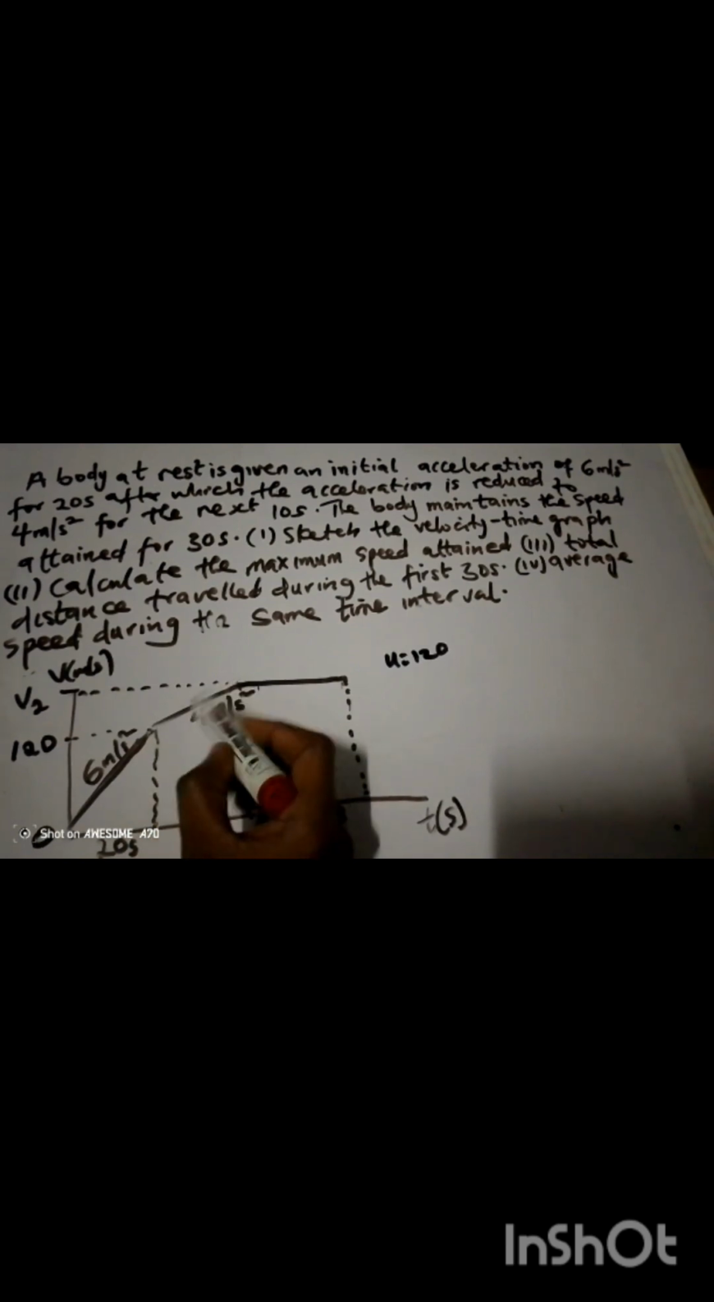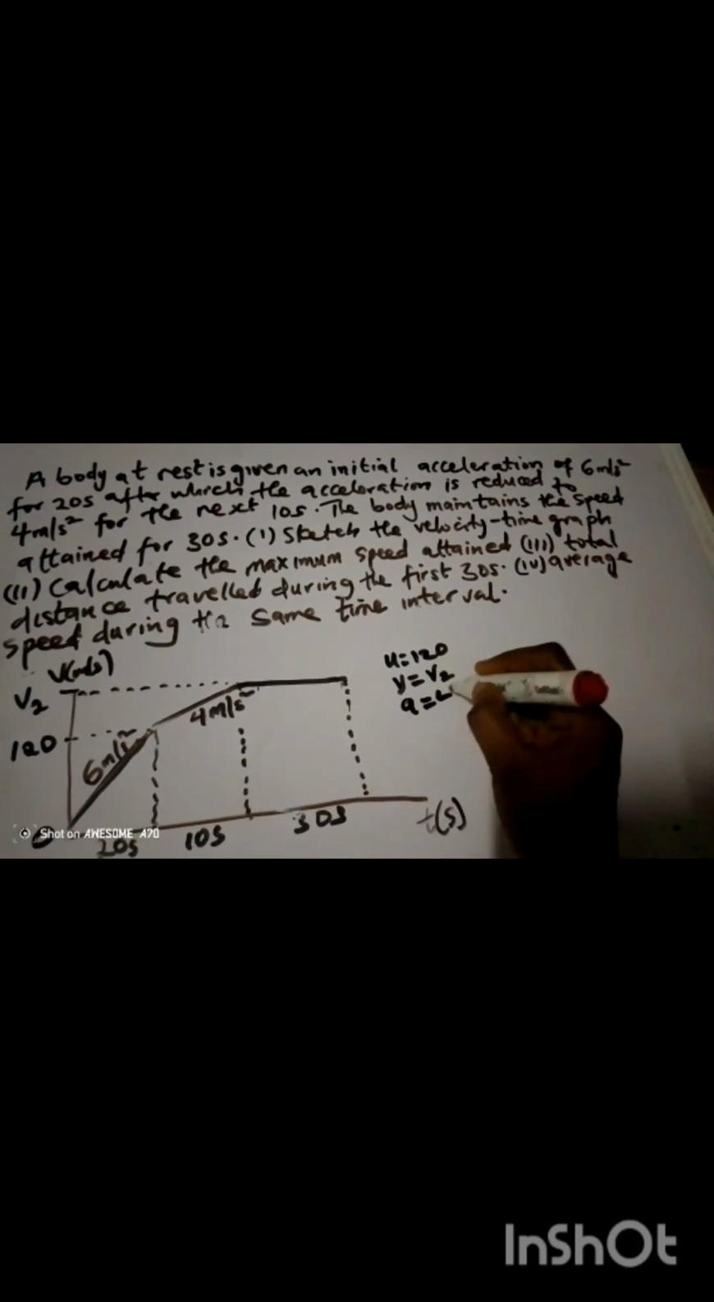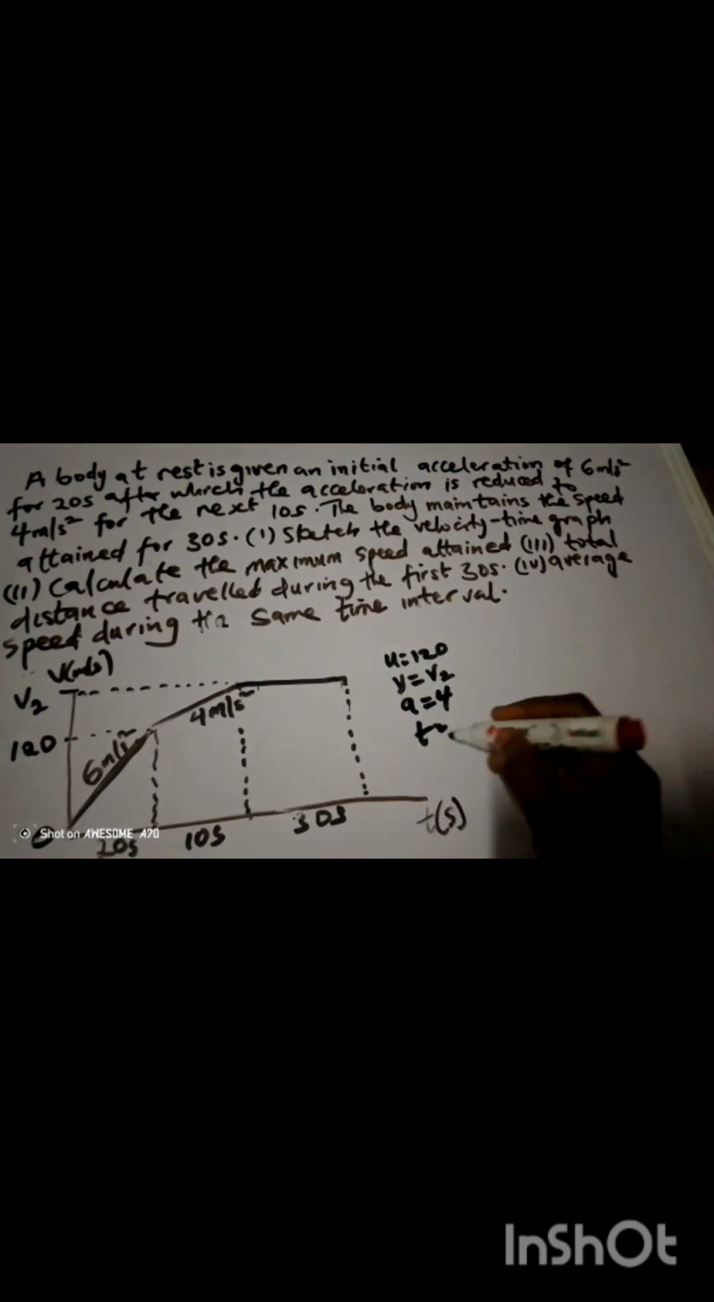Let me clean this part so that we can analyze that further. Now our u becomes 120, because before the body attains the final velocity, it starts from here. Then our final velocity becomes our v2, which we are looking for. Then we have our acceleration a as 4, and our time is 10. So let's apply the equation of motion at this point too.